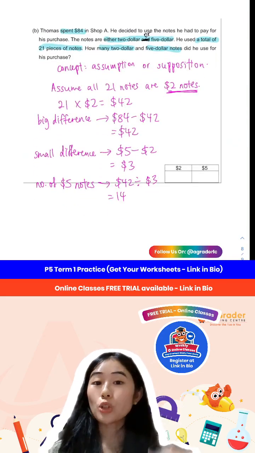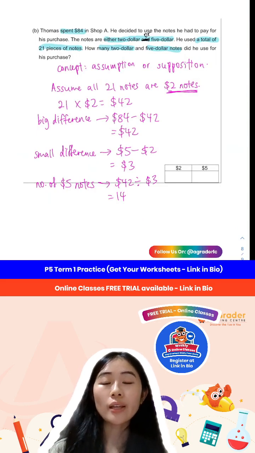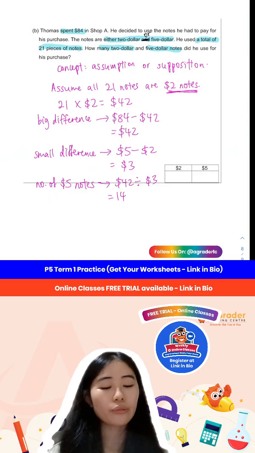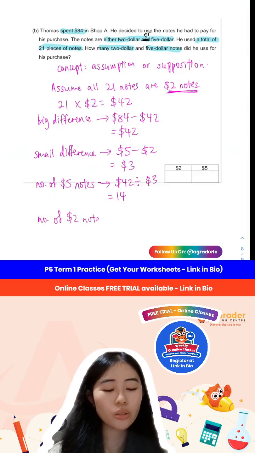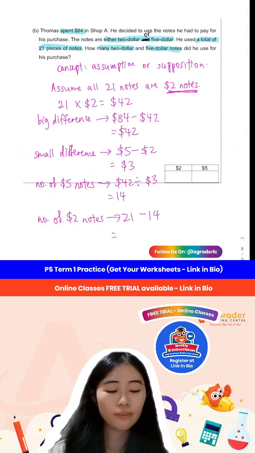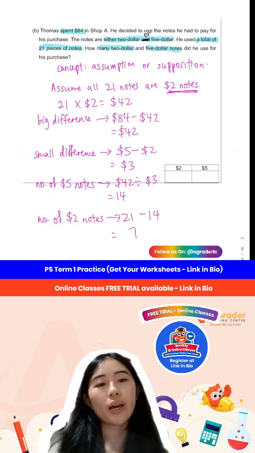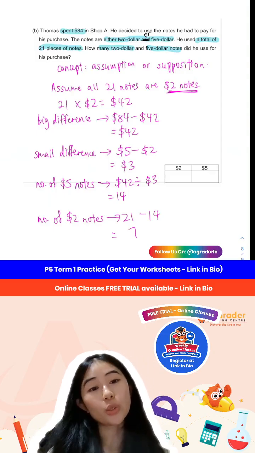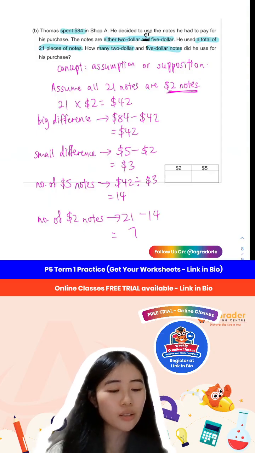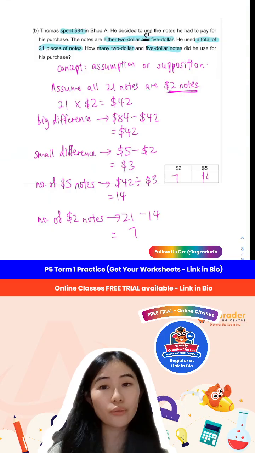So remember that the total is 21 notes, and then you know that there's 14 $5 notes. So you can find the number of $2 notes by using 21 minus 14. Okay, so that means that you have 7 $2 notes. And then that's your answer. 7 and 14.